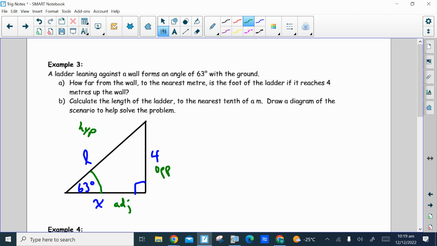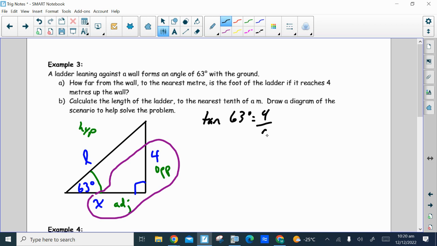So there's two answers that we want to find. First, we want to find how far from the wall to the nearest meter is the foot of the ladder. We want to find out what x is. So if we're going to find x, based on what we're given, that opposite side is 4. x is the adjacent. The ratio that uses opposite and adjacent is the tangent ratio. So the tangent of the angle, which is 63 degrees, equals, and the order matters, the toa part tells us that it's opposite first, adjacent second. Opposite on top, adjacent on the bottom. Make both sides a fraction, and then cross multiply.